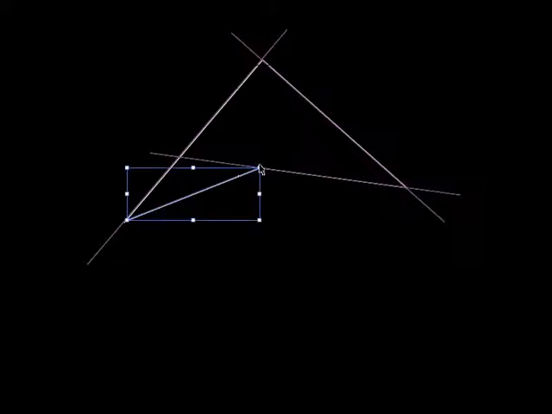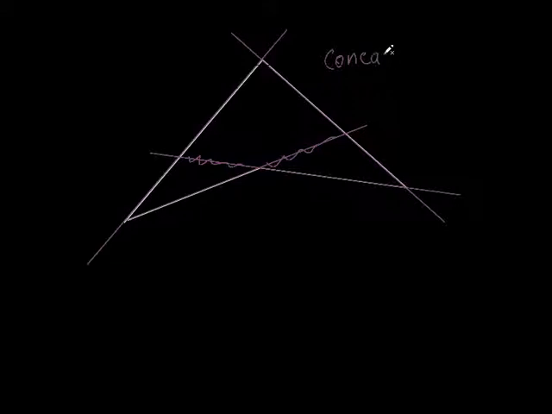And look, the same thing will happen with this. If I extend this out, see how it goes through it? So this part right here and this part right here is actually going through the inside of that polygon. So we don't call it a convex polygon. We call this a concave polygon.